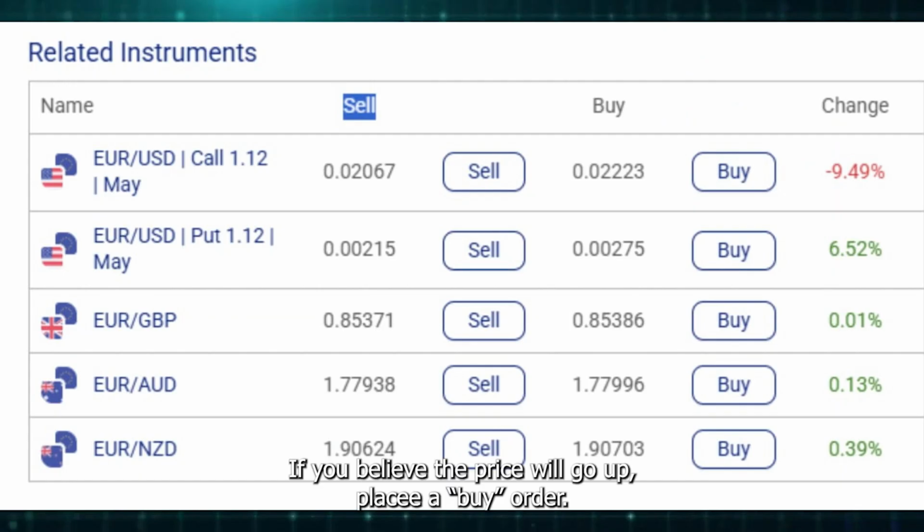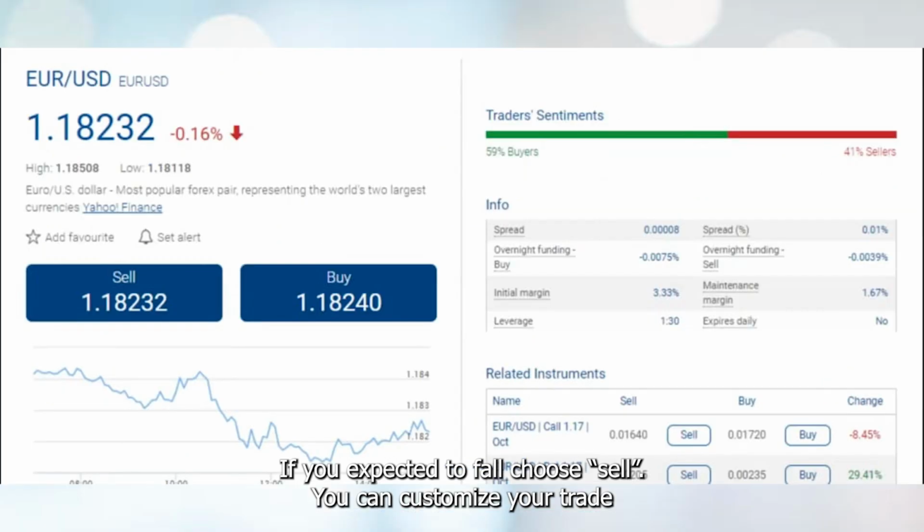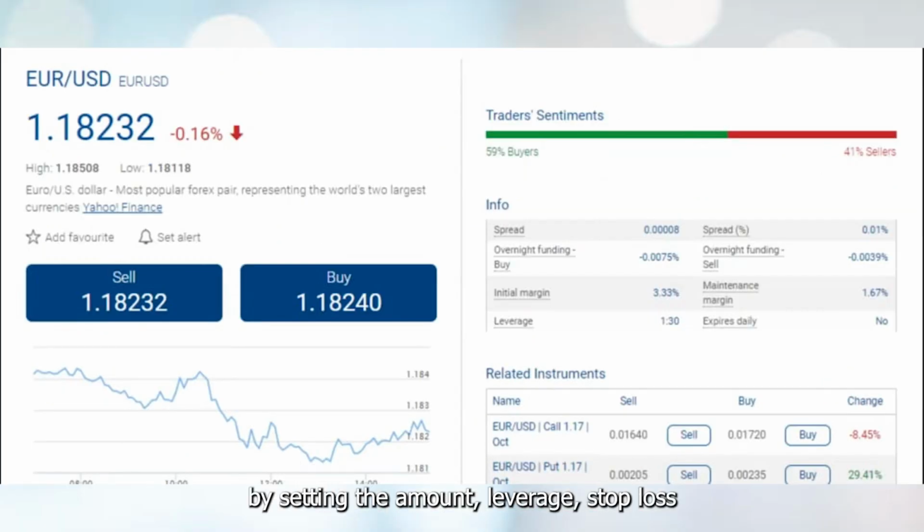If you believe the price will go up, place a buy order. If you expect it to fall, choose sell. You can customize your trade by setting the amount, leverage, stop loss, and take profit levels to manage risk.